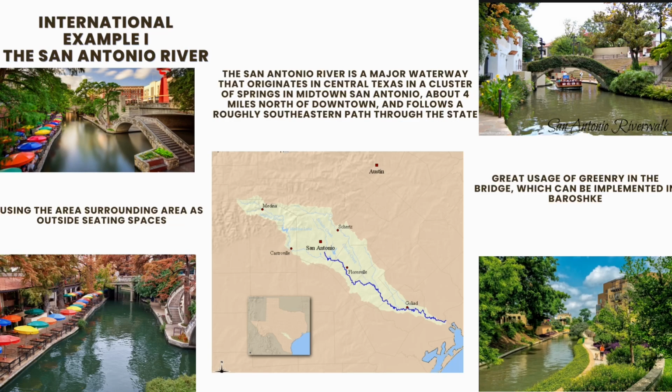Now for the international examples, we have the first one. San Antonio River is a major waterway that originates in central Texas in a cluster of springs in midtown San Antonio. We can see that it has great usage of greenery in the bridge, which can be implemented in Baroshke, alongside the surrounding area used as outside seating, which also can be implemented in our site.